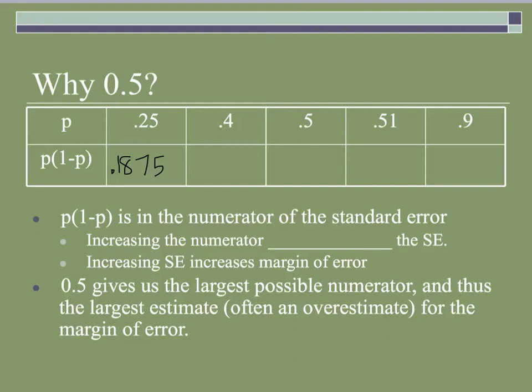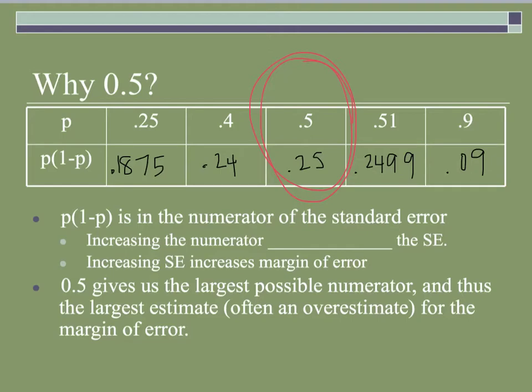For 0.4, if we use that instead, we start to increase the value. 0.4 times 0.6 is 0.24. 0.5, the value we are going to end up defaulting to, will give us 0.25. Even going just over 0.5 to 0.51, multiplying that by 0.49 will give us something slightly smaller than 0.25. And lastly, 90%, once we multiply that by 10%, will give us a rather small numerator for our standard error formula.